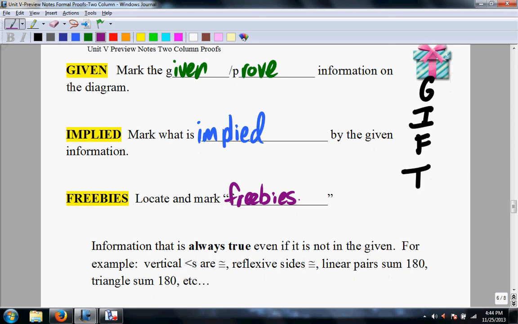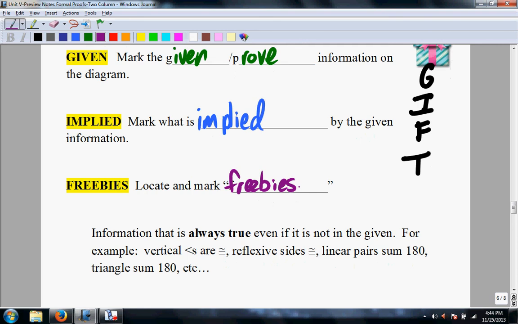Freebies is information that's always true even if it's not in the given. For example, vertical angles being congruent, reflexive sides congruent, the fact that linear pairs sum to 180, triangles sum to 180, that's all freebies. That's true even though it's not marked.